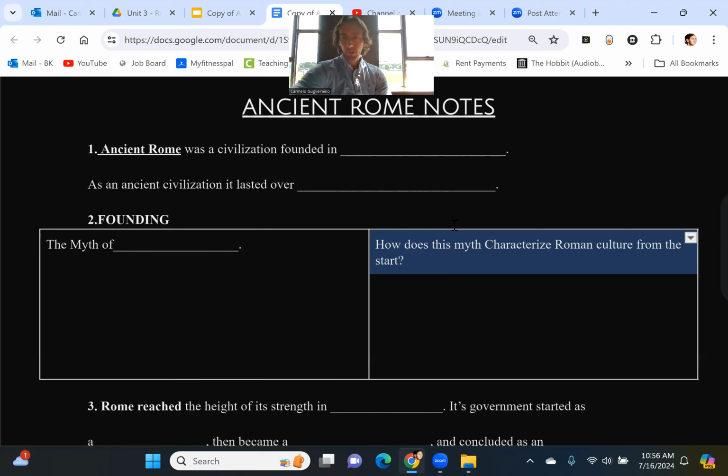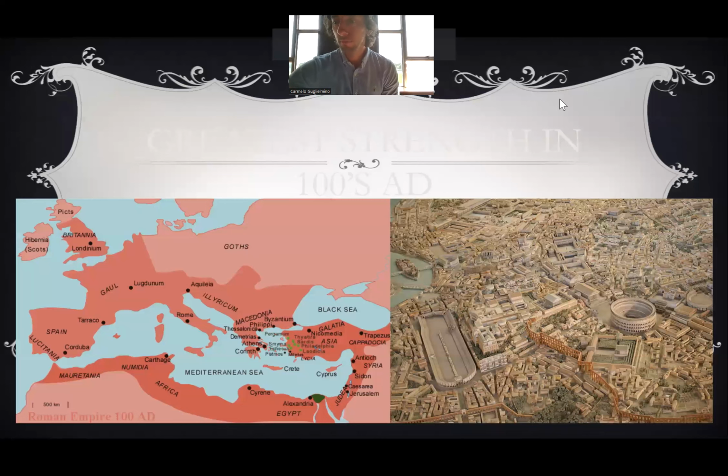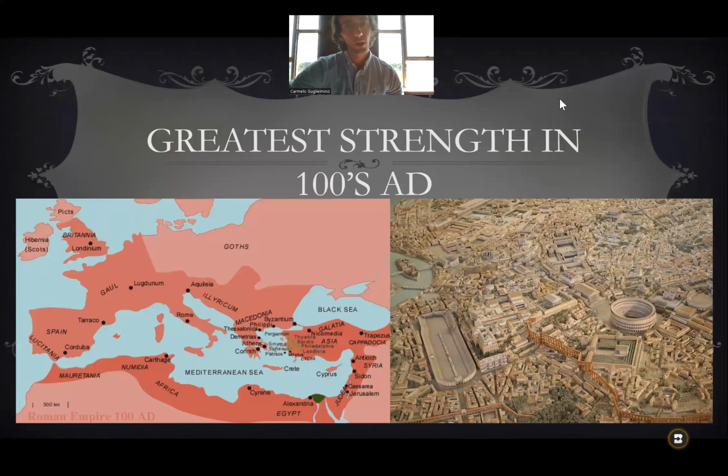Now, moving on from that, when did Rome reach the height of its strength, as it's being asked here in the notes? Well, if we look, we can see that its greatest strength was in the 100s AD. Okay, so the Roman Republic reaches the pinnacle of its strength at that point. I'm sorry, not the Republic, the Empire, right? So it reaches this point pretty early on.